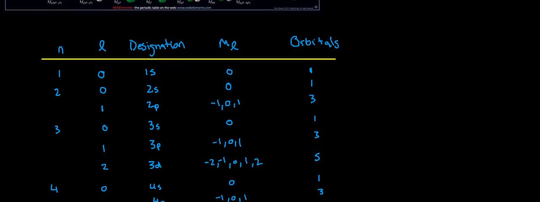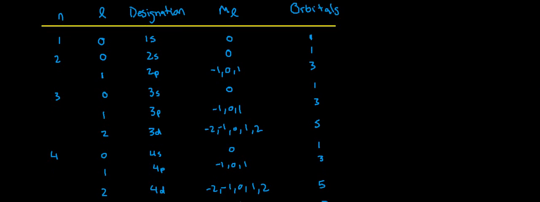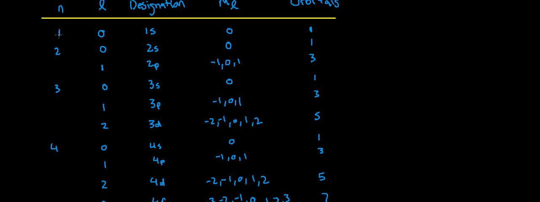So that's the idea behind them, and this is how to set them up and get a designation for them. I start with the principal quantum number of 1. My angular quantum number goes up to n minus 1, so that would be 0. This orbital would be called 1s. The magnetic quantum number is 0, so there is 1 orbital here. For n equal to 2, I start with 0, I get 2s, the magnetic quantum number is still 0, and there's only 1 orbital there.